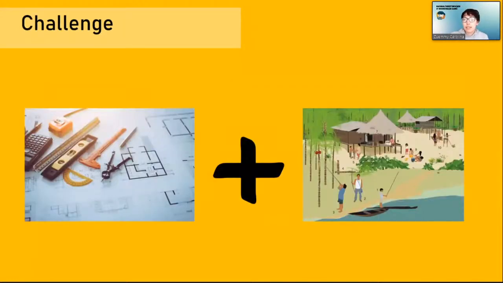A challenge that bioconstruction faces, lastly, is to put together the architecture knowledge with the local knowledge. And I think with that, we can have amazing results. So that was a short overview of bioconstruction.